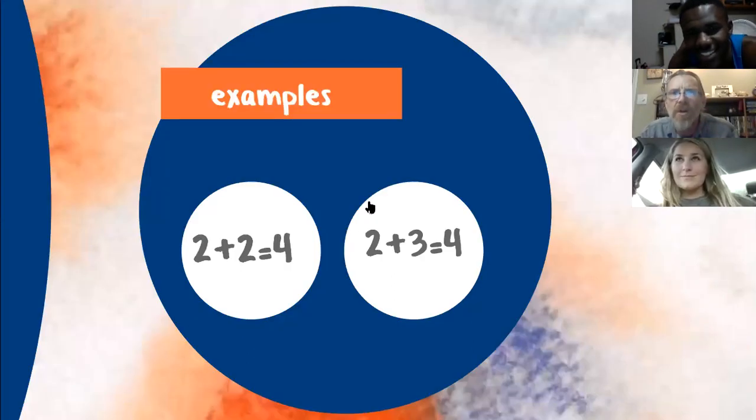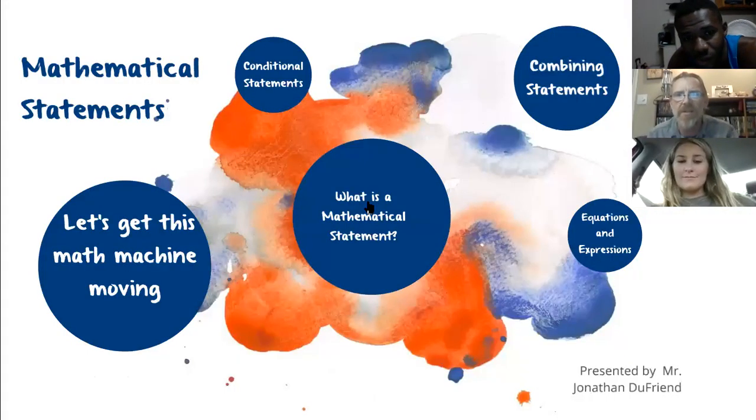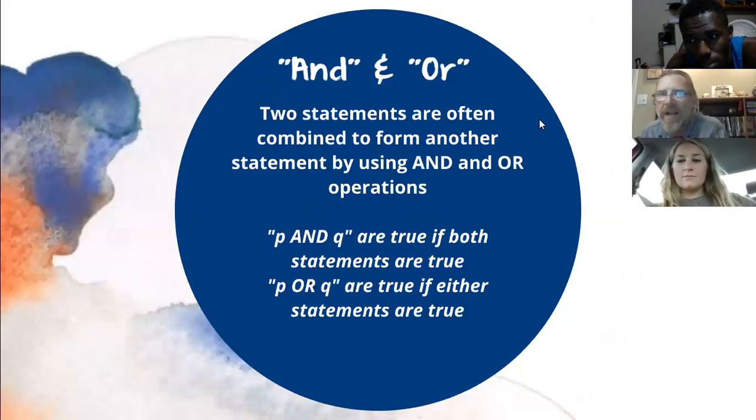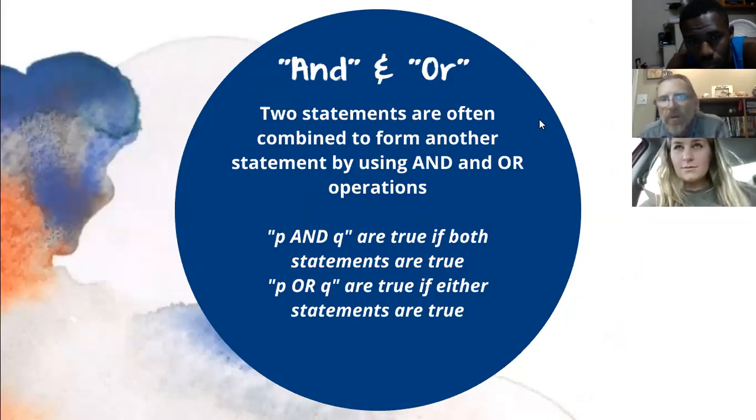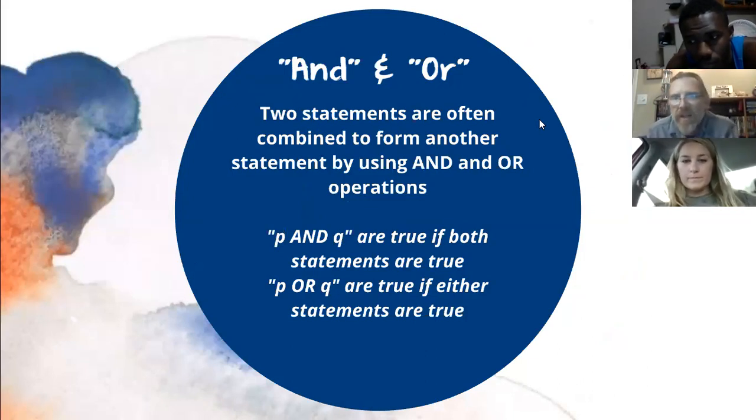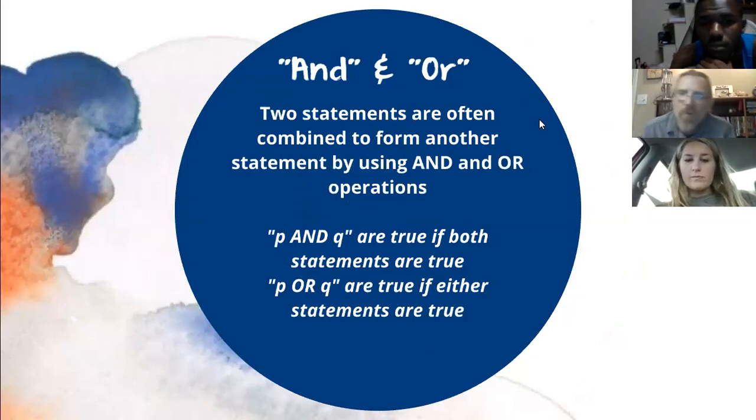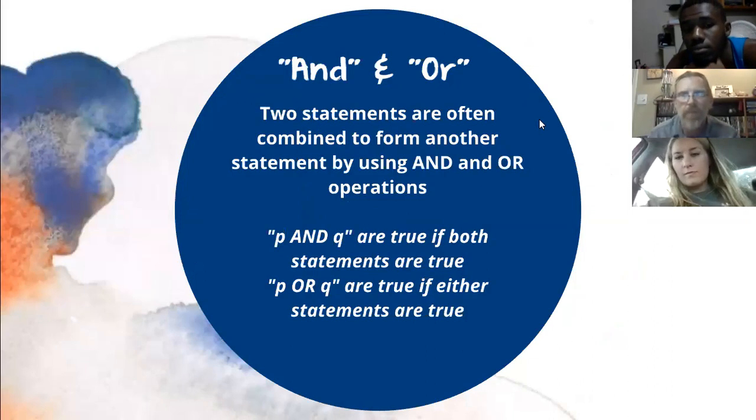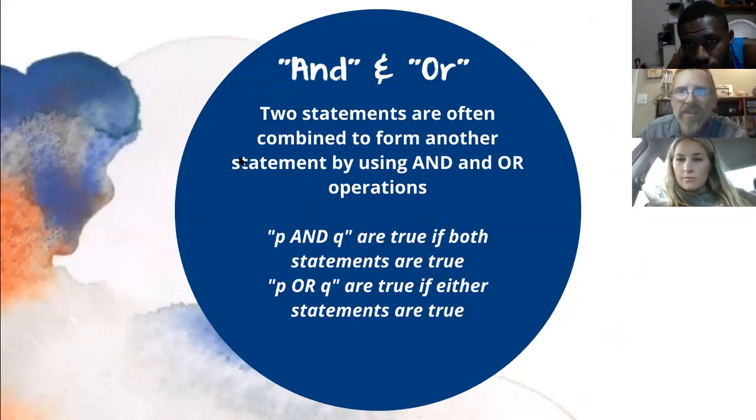With these mathematical statements, there's a couple of things we need to know. We're going to combine some statements. One of the common ways to combine statements is to use the words and and or. If P and Q are true, that means both statements are true. And if P or Q is true, that means either one of the statements is true. I know that doesn't make a lot of sense, but when we put that together into our operations, the way we say our statements, it'll make a little more sense.